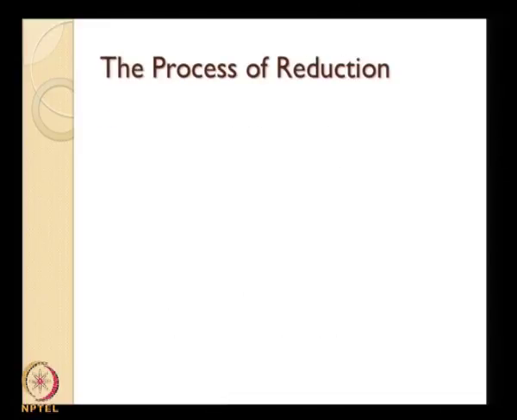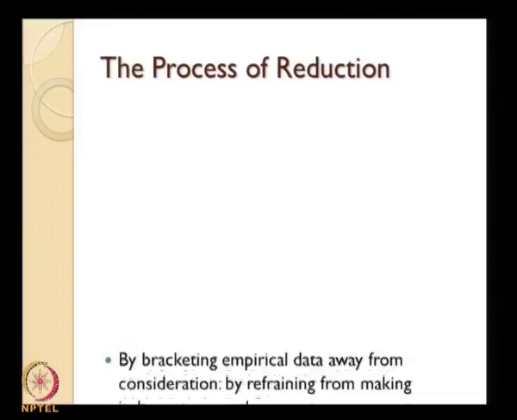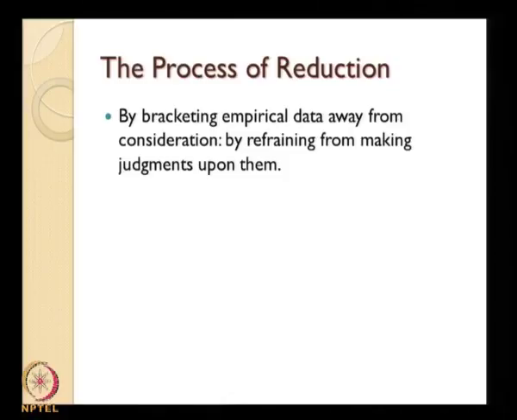Now, let us see what happens in the process of reduction. I have already mentioned that it involves a kind of bracketing. Say, for example, you know many things about an object. For instance, I took the example of a pen in the previous lecture. That this pen is made of plastic is information which I already have about it. It is black in color, and many other things. My intention is to understand a ballpoint pen.